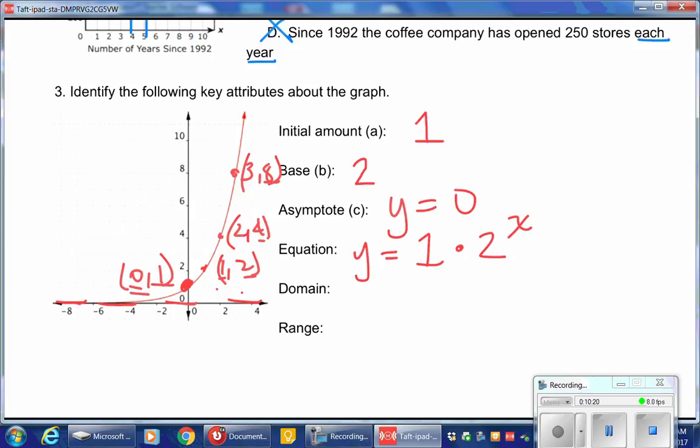Our domain, all of the x values for this problem. We don't have a smallest x value because we have that arrow pointing to the left. It's going up and to the right, so my domain is going to be all real numbers. And our range, again, the function is increasing. It's growth, so it's pointing up, so it's going to go up forever. So it's all of the y values bigger than, but not including 0, because it gets closer and closer to that y value at 0. So it's y is greater than 0.